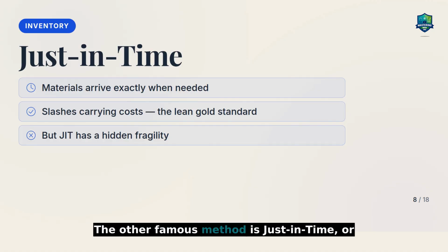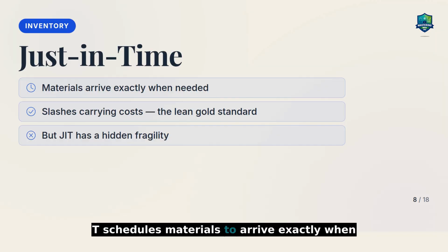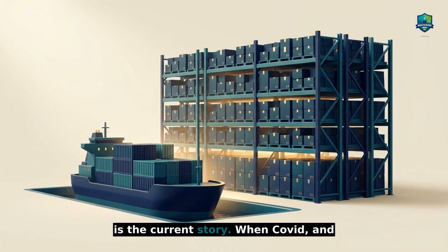The other famous method is just-in-time, or JIT. Pioneered in Japan, JIT schedules materials to arrive exactly when they are needed, so almost no inventory sits around. It slashes carrying costs, and for decades it was the gold standard of lean operations. But JIT has a hidden fragility, and the last few years have exposed it.